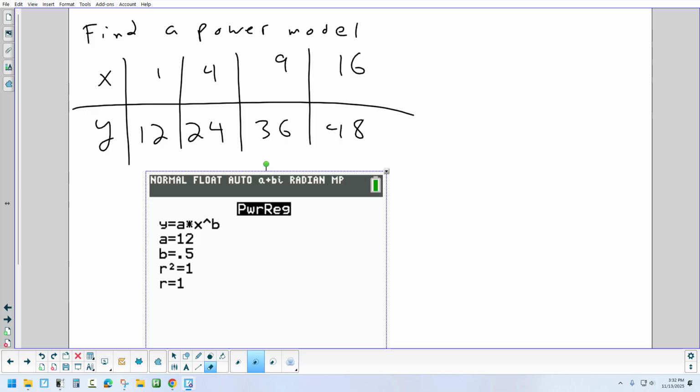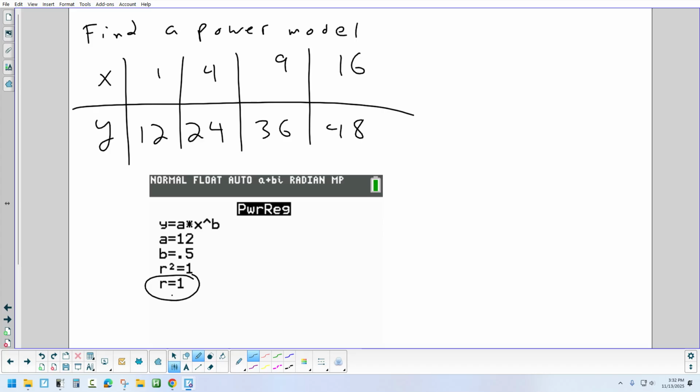And it just so happens that it found an equation for the data that is perfect. You can't get better than an R value of 1. It's an exact perfect equation. And that's because we picked the numbers to be that way. So how would you write your power model for this data?